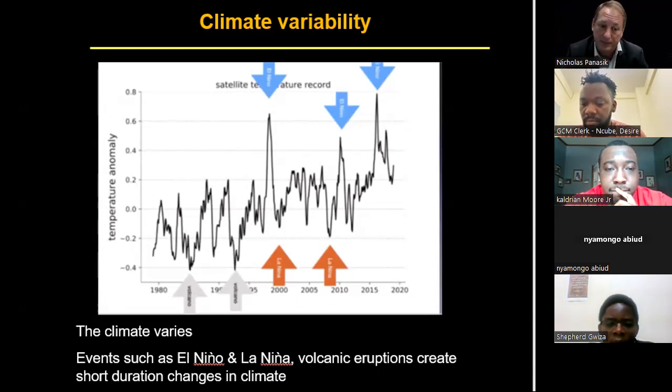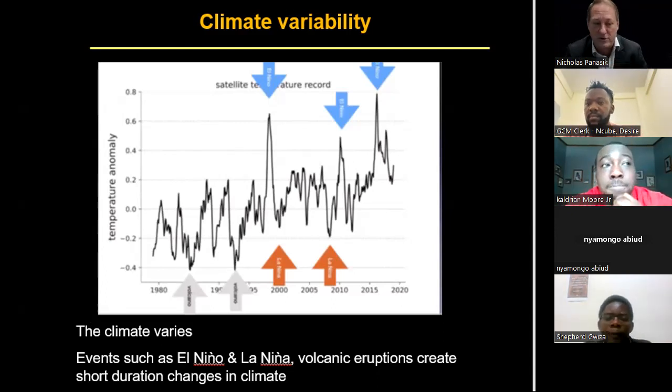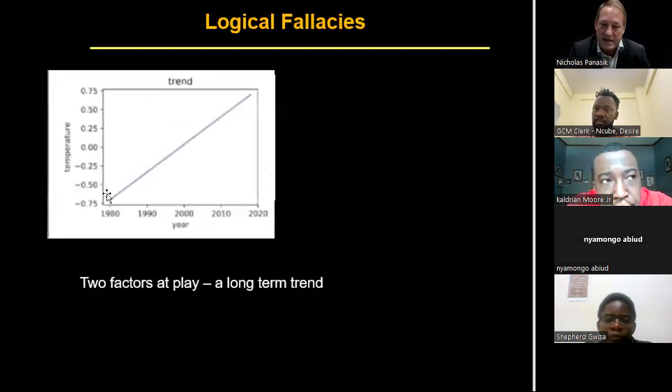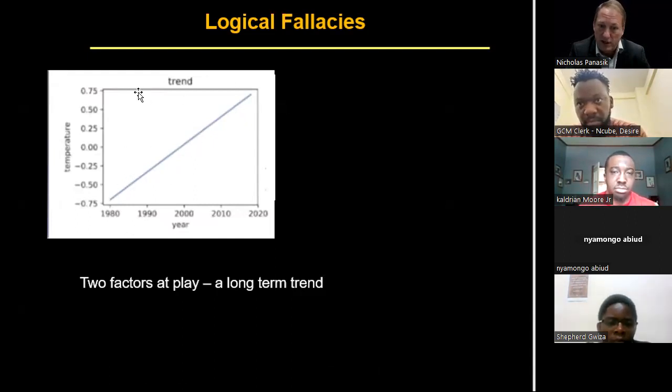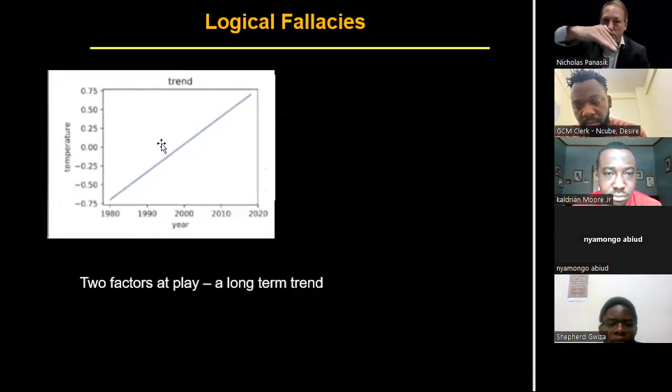And so volcanic eruptions can lead to cooling, but again, those only last a short period of time. And so here's where the logical fallacy comes, the problem with Senator Cruz's arguments: if we're looking for a trend, here we're showing a trend from 1980 up. If we're looking for any kind of trend in a temperature record, that's what the graph would look like, right? It would be a line that's got a slope to it that's increasing.